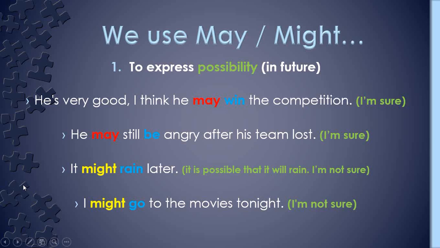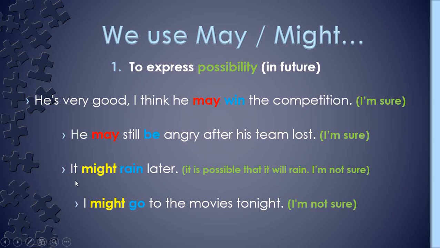Okay, here we have 4 examples to see the difference between the use of may and might when we want to express possibility. He's very good. I think he may win the competition. I say this when I'm sure of what I'm saying, that I'm sure that he will win the competition in the future. He may still be angry after his team lost. I'm saying this because there is a higher possibility that this is real, or that this will be real in the future.